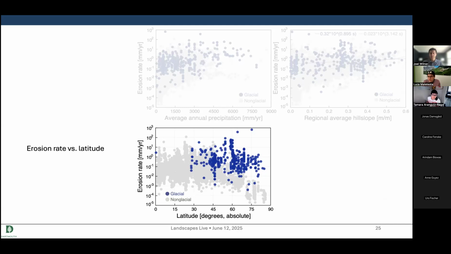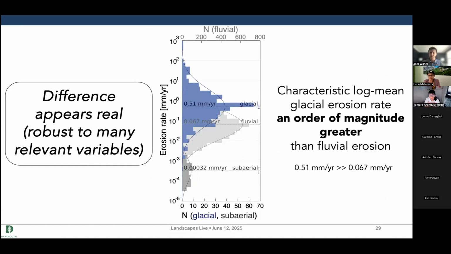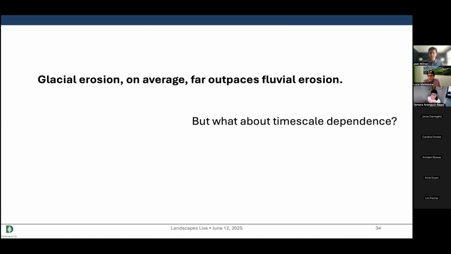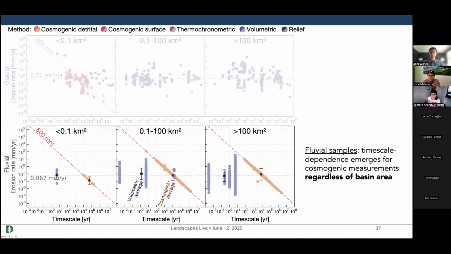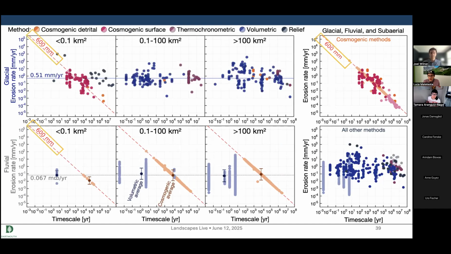I'll move to a question by Emma. Thank you for the great talk first. Can you explain a bit more the sample thickness bias for cosmogenic rates? I think that's a question I would have as well. There was a lot of information, it's super interesting, but could you go over that again?